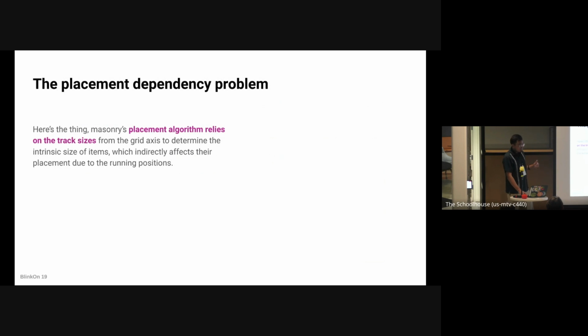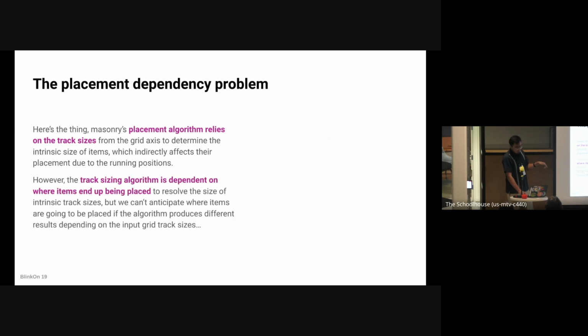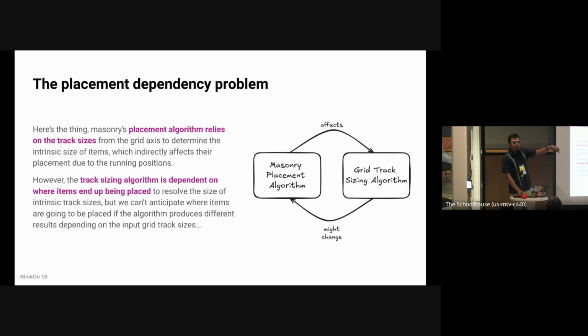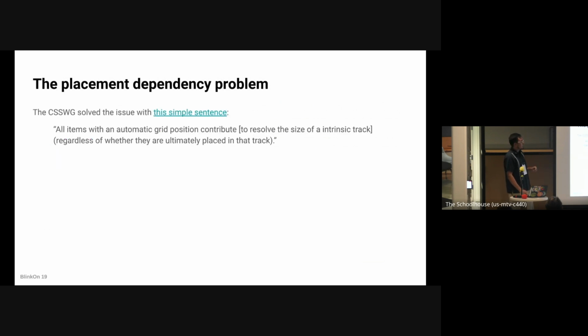So tell me if you heard this one before. Masonry's placement algorithm relies on the track sizes that it is spanning. But the sizing algorithm is very reliant on what tracks you put the item. So this basically implies a circular dependency, where if you choose one placement, you get one sizing. But if you alter the sizing, then placement might change. So this was very particular with subgrid, and we probably don't want to repeat that again.